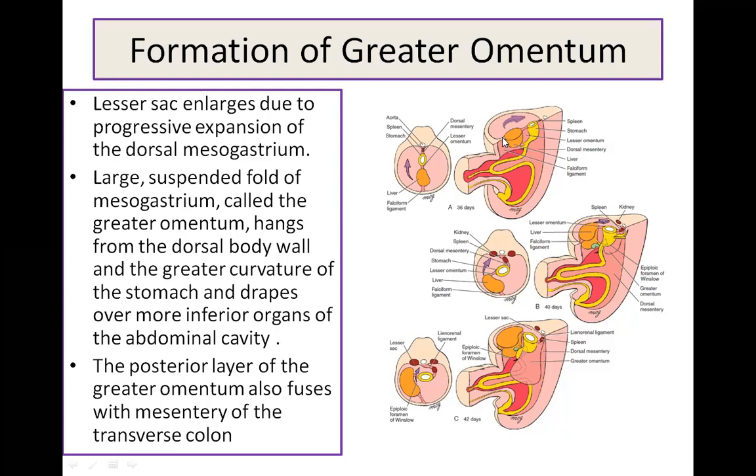Now similarly, this one was the ventral mesentery. Here will be the developing liver. This liver divides the ventral mesentery into two parts. The first one is the falciform ligament, which is between the anterior abdominal wall and the liver. The other is the lesser omentum, which intervenes between the developing stomach and the liver.